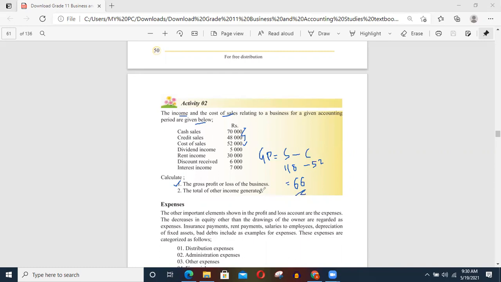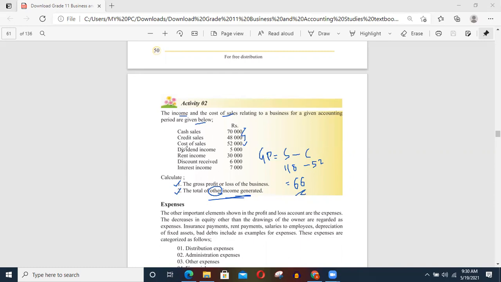Okay, so the second question says the total of the other income generated. So how would you find the other income? Why do they mention it as other income? Other income means income apart from the sales, because we have used sales right before. So now they want to find what are the other incomes that are generated apart from the sales.